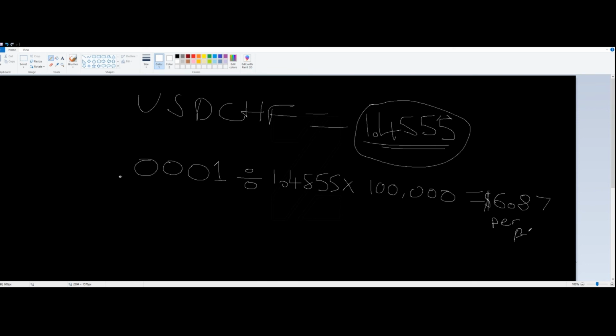If you need me to do more examples in a future video, I'll do a part 2 to this. That's absolutely fine. But pretty much what I'm saying is, if you want to work out how many dollars it is per pip, if you want to calculate whether it's micro lots or whatever, all you got to do is just change this bit here. But we all calculate it in pretty much standard lots, right?